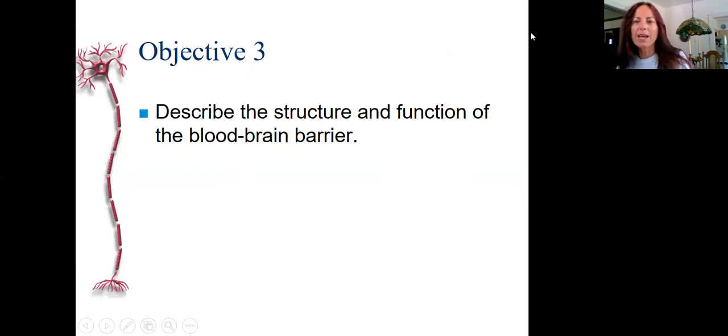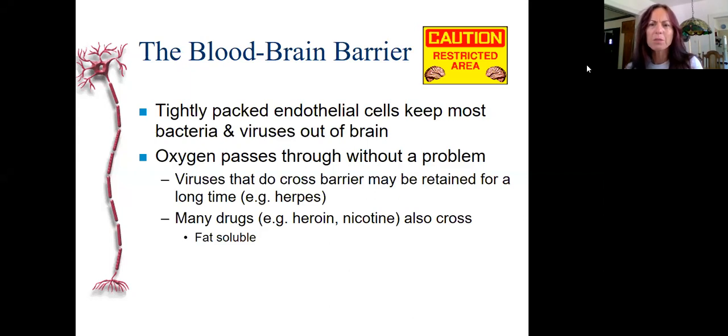Okay, well, today we are going to describe the structure and function of the blood-brain barrier. So we're on chapter 1, objective 3. So what is the blood-brain barrier? Well, it's exactly as we say it is. It is the barrier in between the blood and the brain.